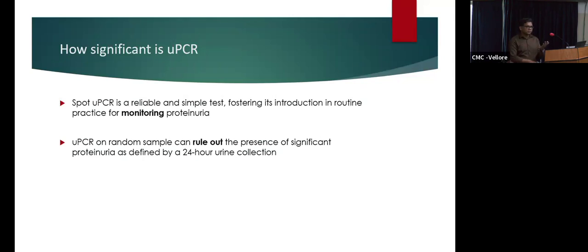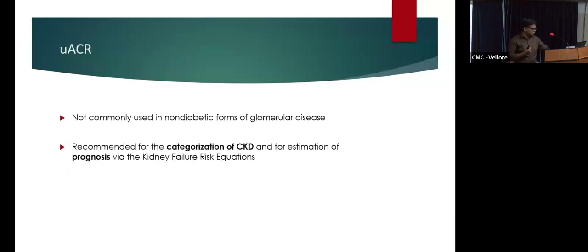If the UPCR, the protein creatinine ratio, is 0.02 or 0.002 like that, it rules out significant proteinuria. If you find the ratio is higher, like 0.5, 0.6, 0.7, 0.8, then you can proceed to the 24-hour proteinuria. So this is the use of this UPCR.